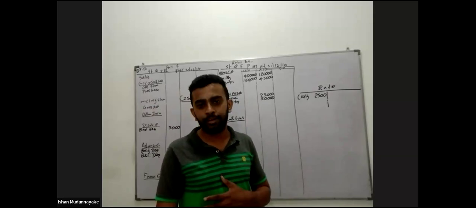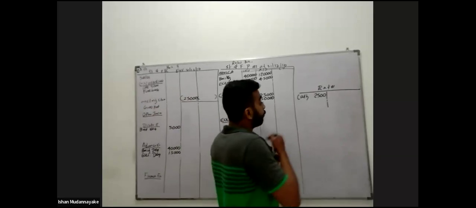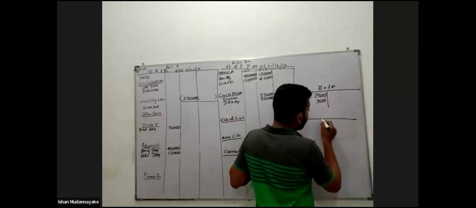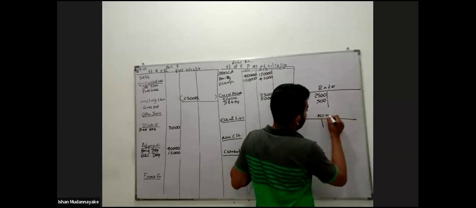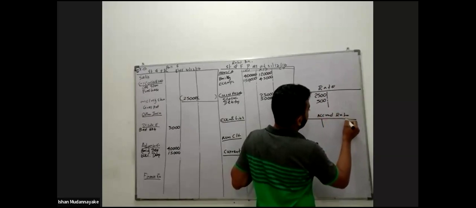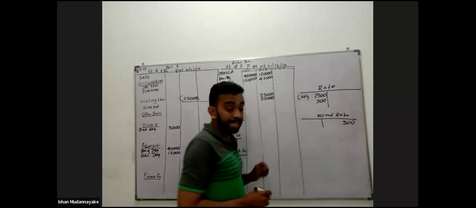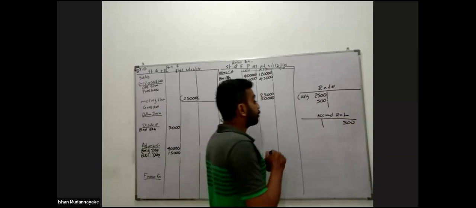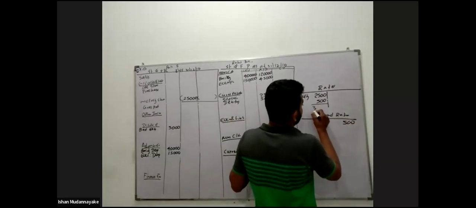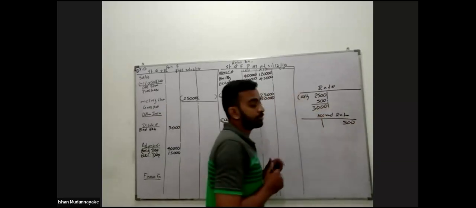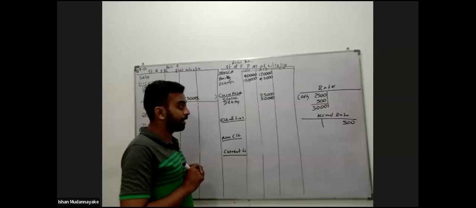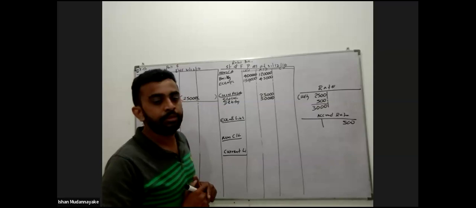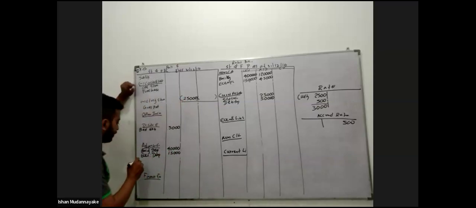Then what's the double entry for that 500? Rates expense account debit 500, and then accrued rates account credit 500. Then total rates how much? 3,000. Total rates 3,000, recorded under administration expense.